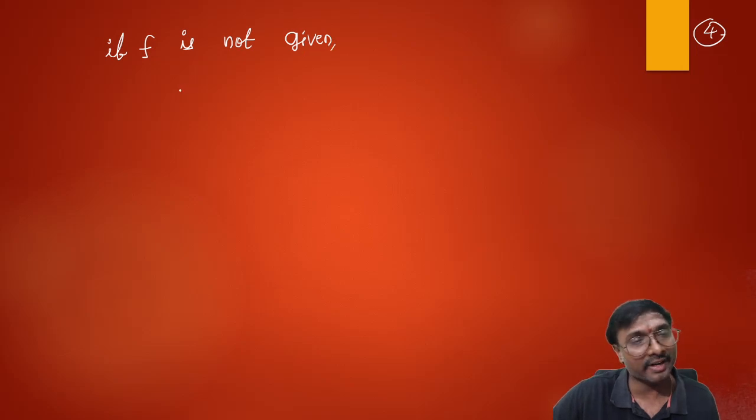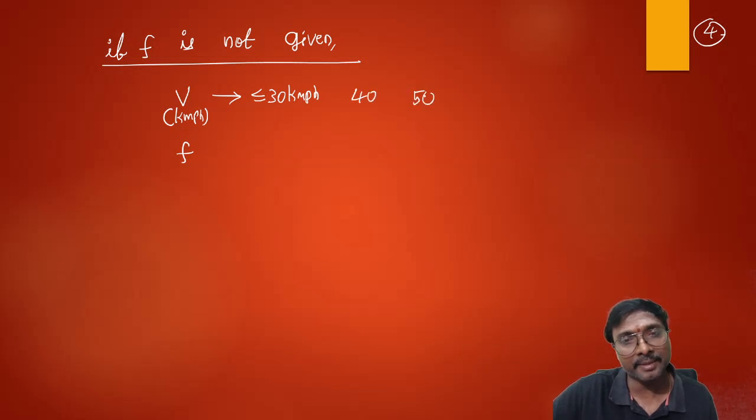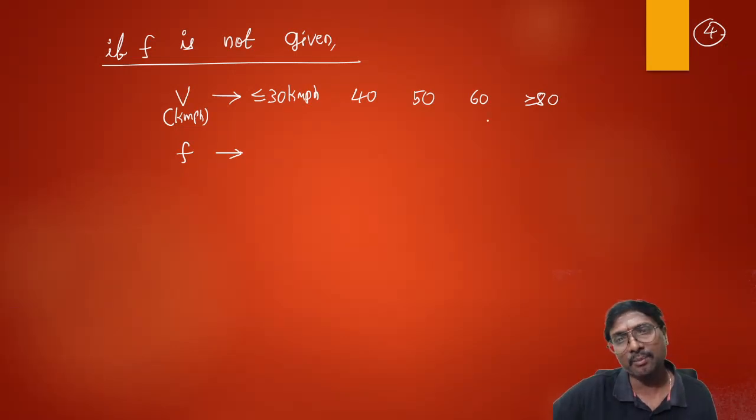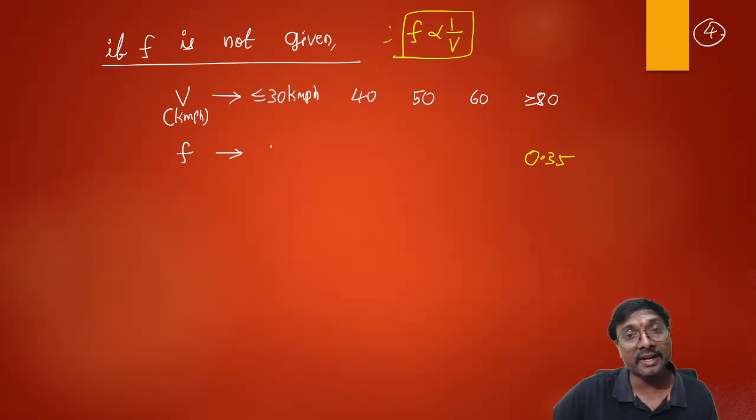Now coming to this, suppose f is not given. What do we need to do? If the coefficient of longitudinal friction f is not given in the question, we need to take the f value based on the design speed in kilometers per hour. The speed values are: less than or equal to 30 kmph, 40, next 50 kmph, 60 kmph, next greater than or equal to 80 kmph. The longitudinal friction values are 0.35 to 0.4. How can you say the coefficient of friction will be inversely proportional to the speed? Higher speed means lesser friction, 0.35; lesser speed means higher friction, 0.4.